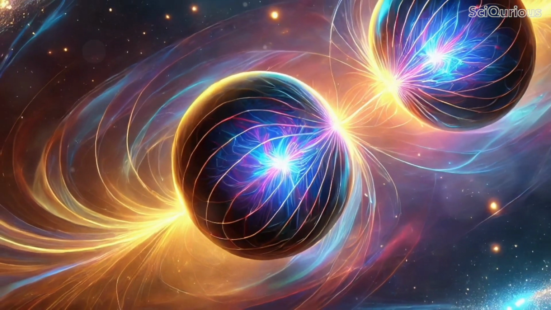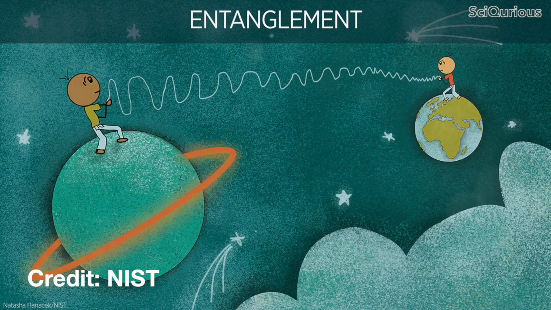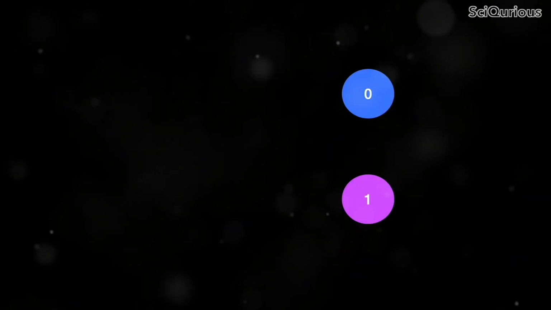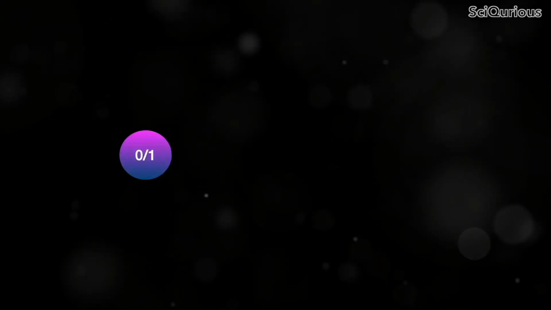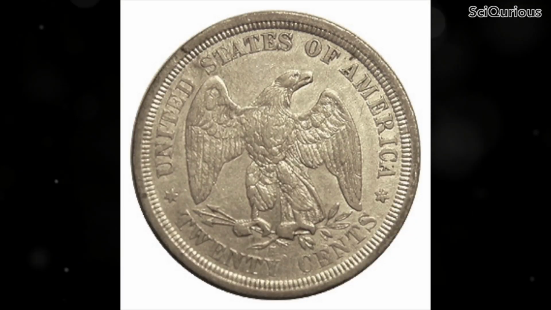Then we have entanglement. When 2 particles are entangled, they're linked together, even when far apart. So if you know the state of one, you instantly know the state of the other. Next is decoherence. This is when quantum particles, like our qubits, lose their quantumness over time, collapsing into a single classical state we can measure, kind of like the coin finally landing on heads or tails.